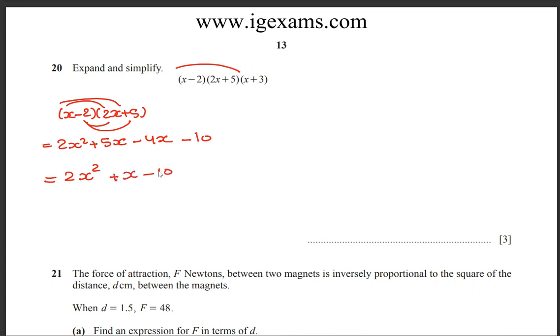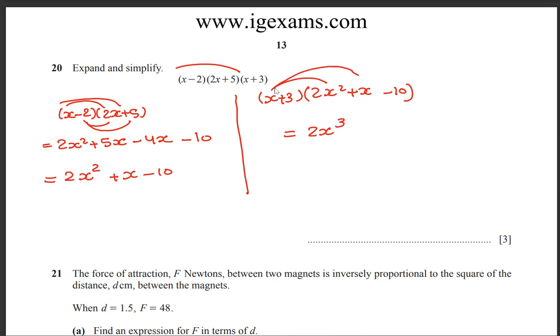Then take this 2x squared plus x minus 10 and multiply it by the third one we skipped, which is x plus 3. Then x multiplied by 2x squared, 2x cubed. x multiplied by x, it will be x squared. x multiplied by negative 10, negative 10x. Then 3 multiplied by 2x squared, plus 6x squared. 3 multiplied by x, plus 3x. 3 multiplied by negative 10, negative 30.